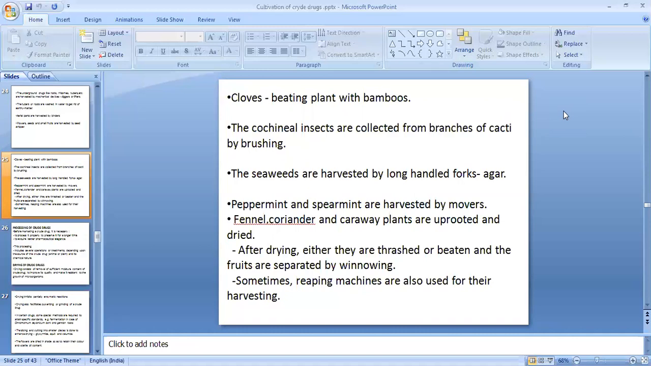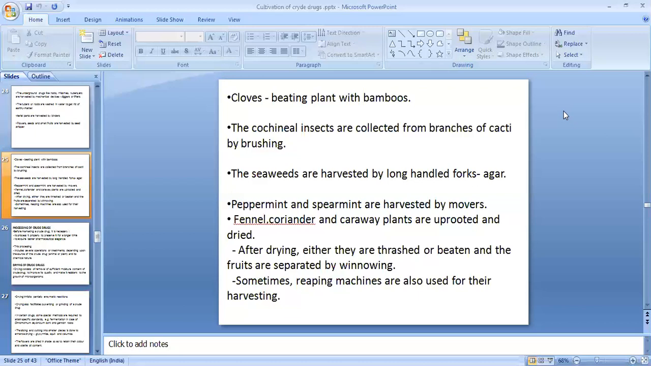And next, the cochineal, which is a coloring agent from an animal source, that is the insects. They are collected from the branches of cacti by brushing. And next, the seaweeds are harvested by using long-handled forks, for example, agar. And the peppermint and spearmint plants are harvested by mowers.